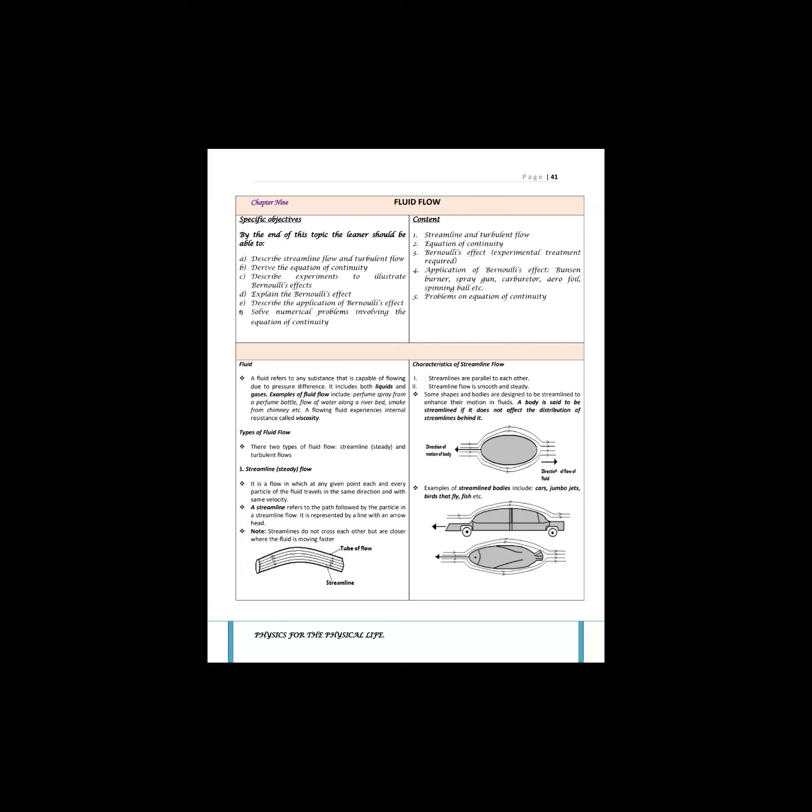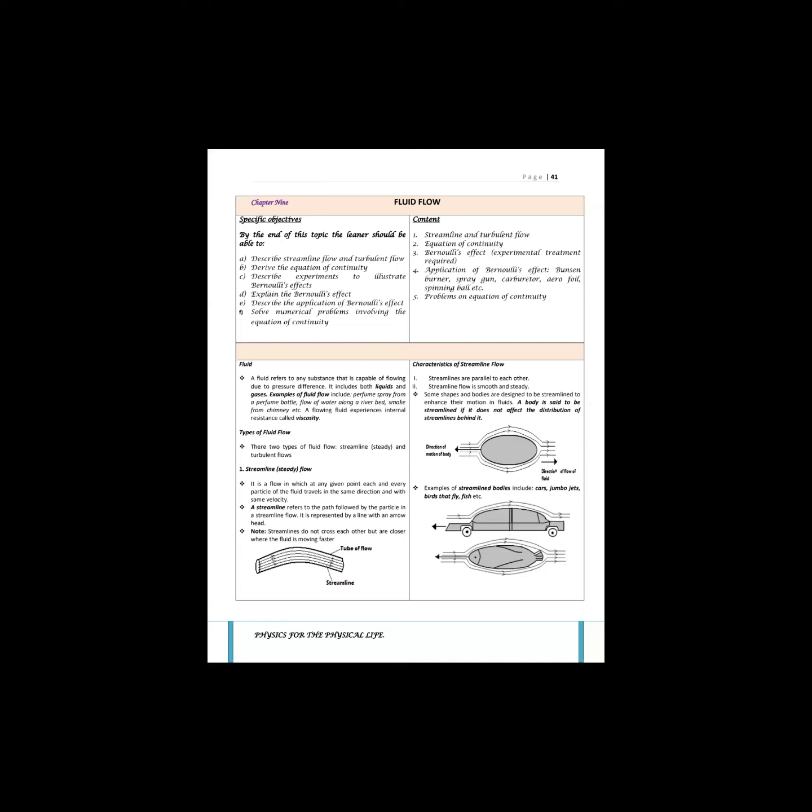So, one, the streamlines are parallel to each other, meaning they don't cross each other. Number two, they should be steady or smooth. This will be different from turbulent flow.